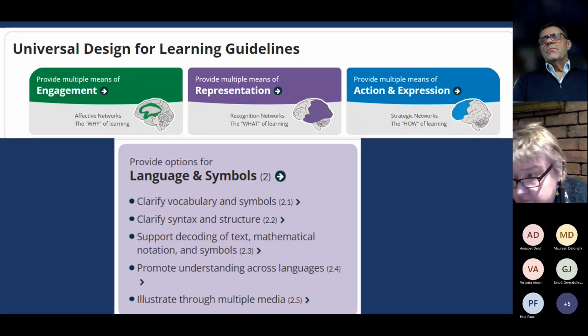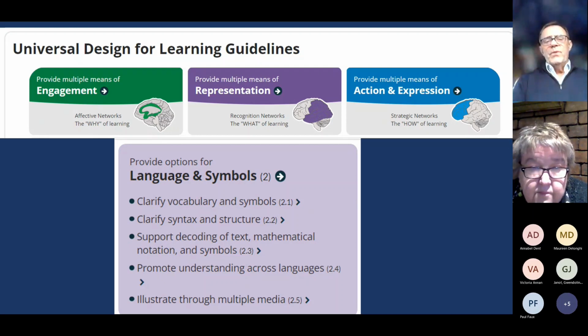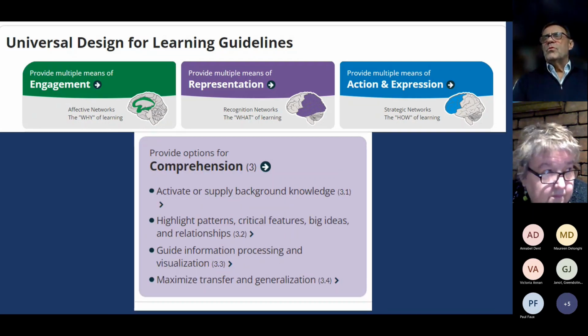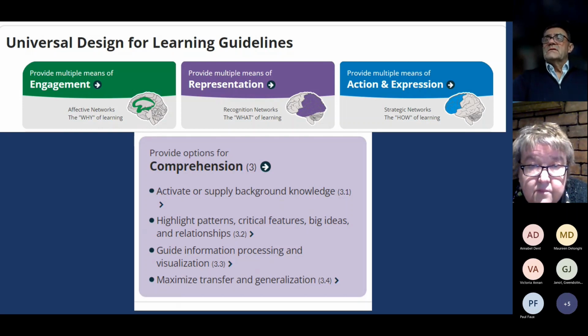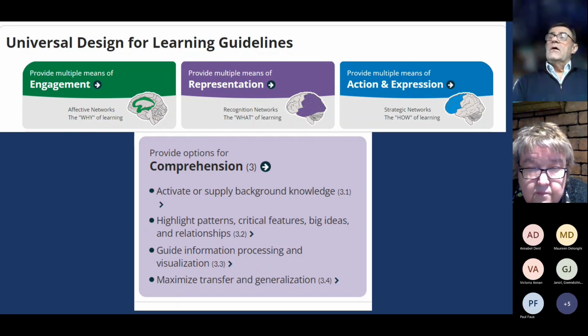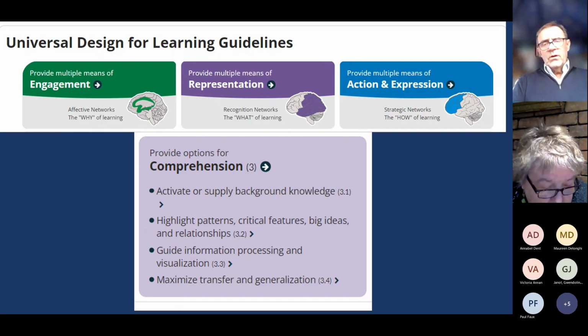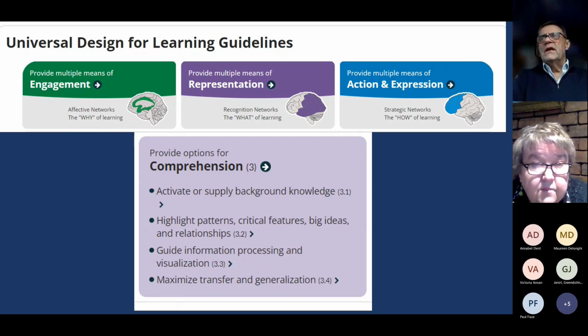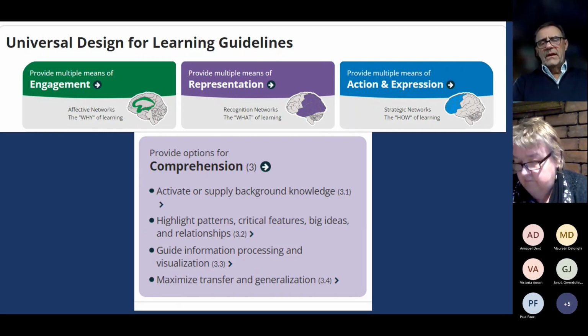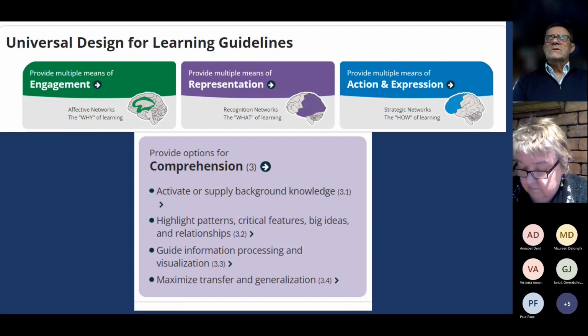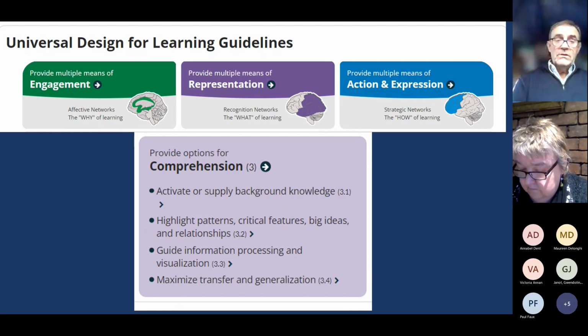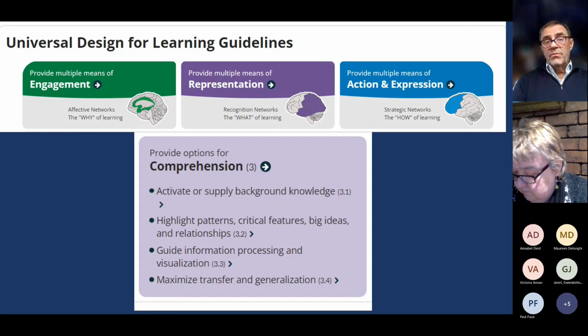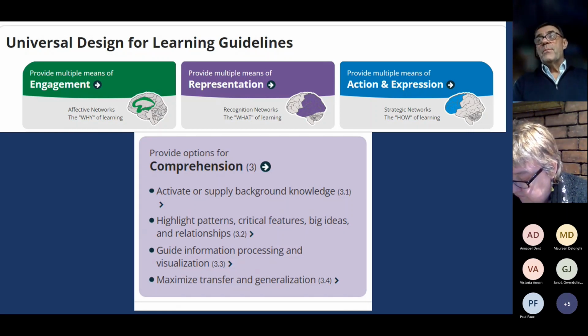We need to illustrate through multiple media, so we give more than one route. And similarly, our comprehension: activate or supply background knowledge. Now, a lot of the time we do this anyway. We connect what we're doing with what's already known, but we may actually need to point that out to some of our learners, or in order for them to understand what's happening, we actually have to teach something else in order to give them the background knowledge so that they can then learn.